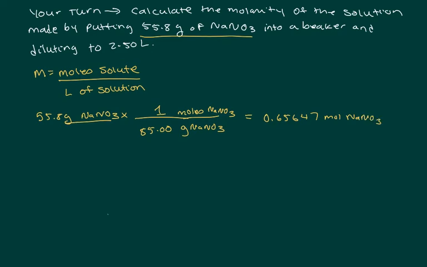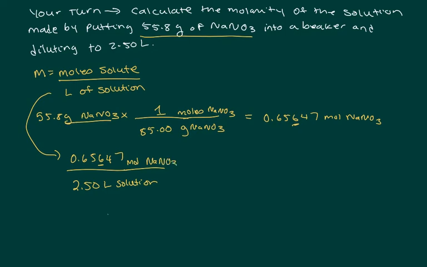Now I'm ready to plug it in here. So 0.65647. Of course, I'm going to underline this so I know when to stop for significant figures, but I don't want to just round yet, to avoid round-off error. And I got 2.5 liters of solution. And this is moles of solute, which happens to be sodium nitrate. And so my molarity should be 0.263 molar.